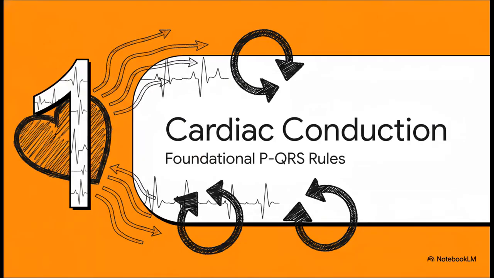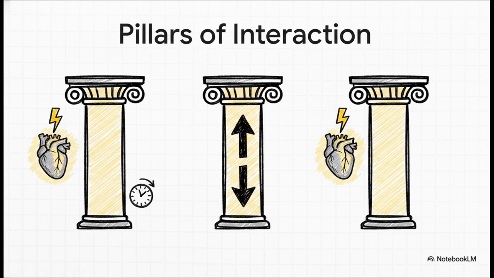Before we can even begin to interpret a complex arrhythmia, we have to ground ourselves in three absolutely fundamental physiological rules. These rules dictate every single interaction between a P wave and a QRS complex. Period. There are no exceptions. So, think of these as the three pillars of PQRS interaction.